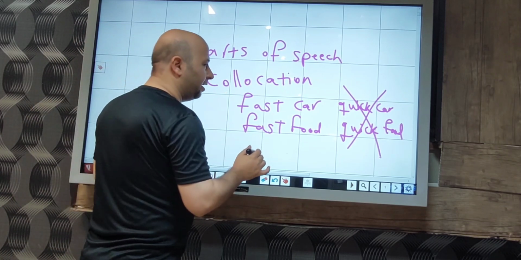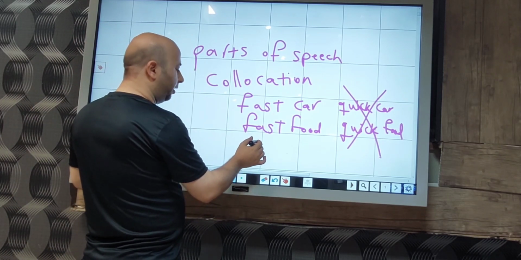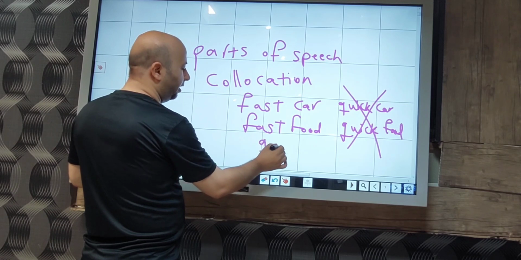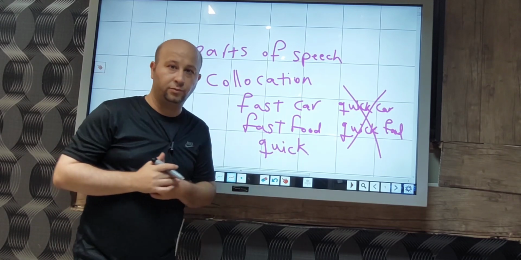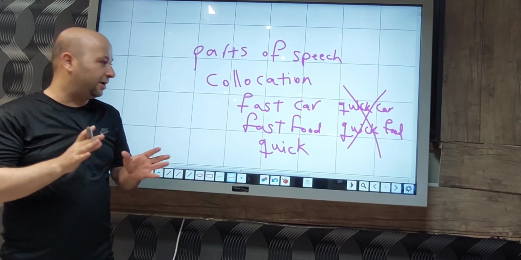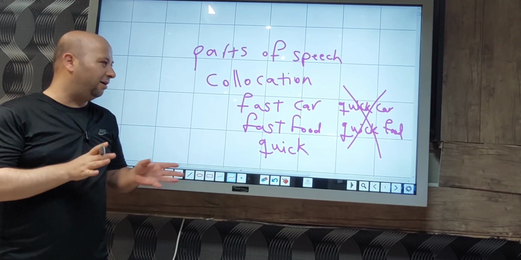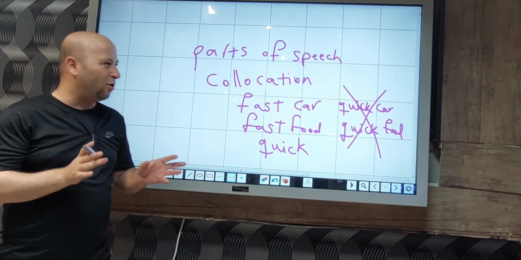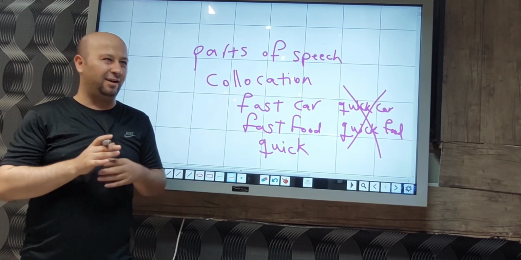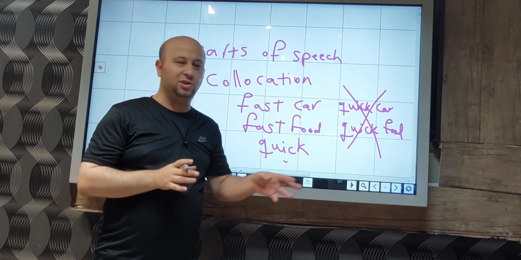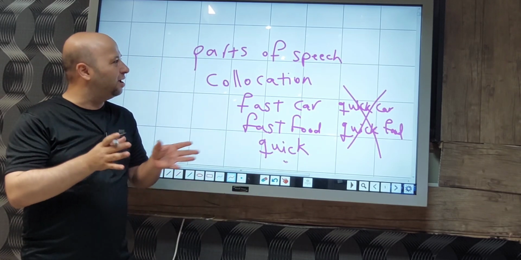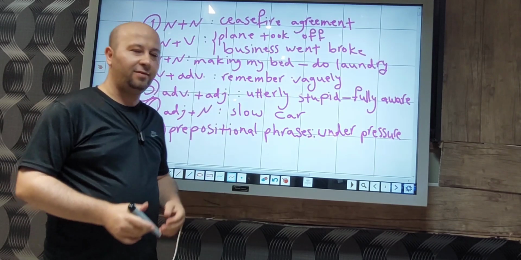But we can say a collocation like a quick question, okay? Can I ask a quick question? And here, it's not normal to say, can I ask a fast question? No, it's not normal. So here we can use quick with question, okay? So this is called collocation.